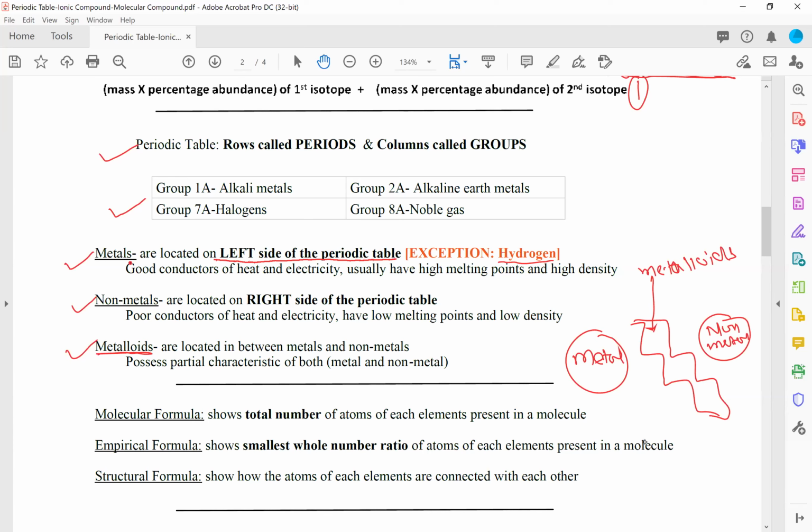Okay, so when I say left side and right side, I refer to this metalloid, the zigzag fashion portion of the periodic table that we talked about in the last session. Also remember that there is an exception. Even though hydrogen is on the left side of the periodic table, it is considered a non-metal. So please remember that.